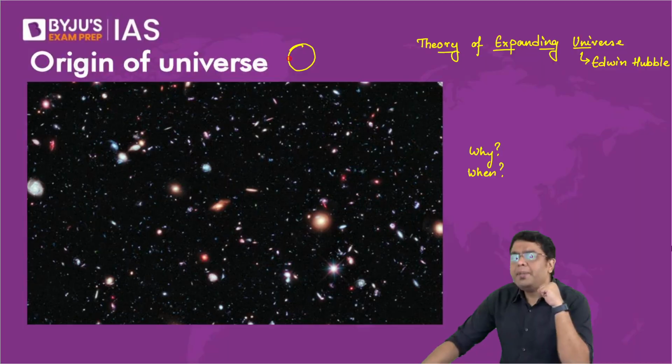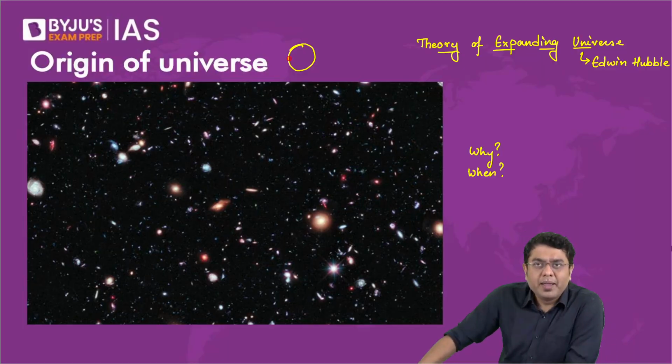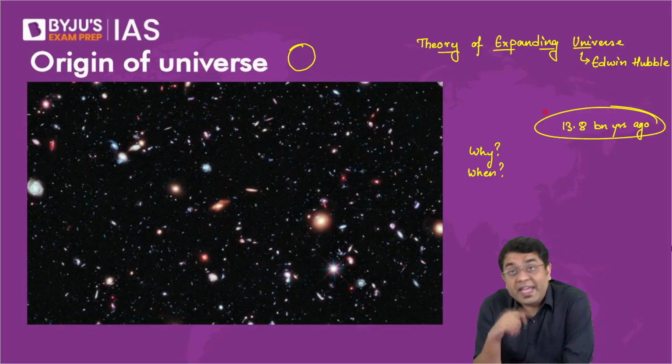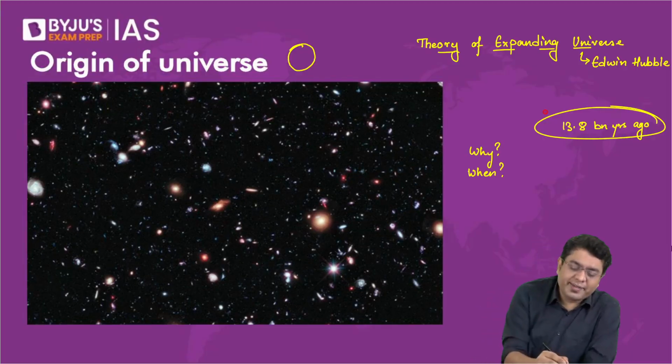So basically, what Lemaitre and Gamow postulated, that close to around 13 to 14 billion years ago, that is roughly around 13.8 billion years ago, everything that we see around us was comprised into a small mass. And that small mass was named as singularity.